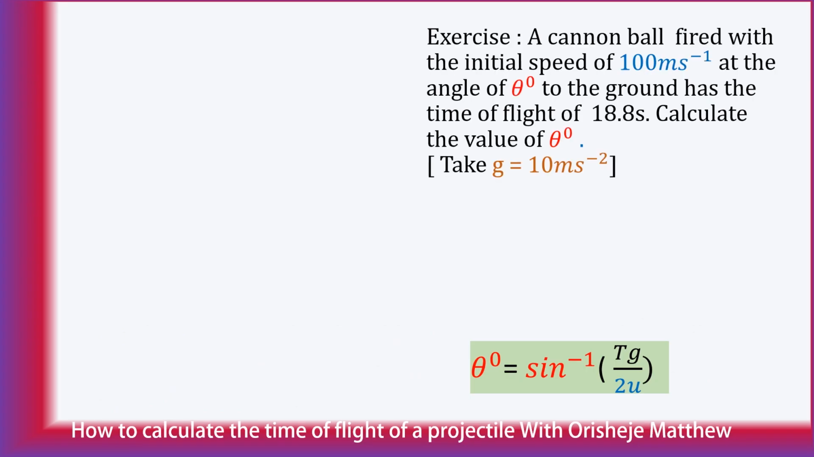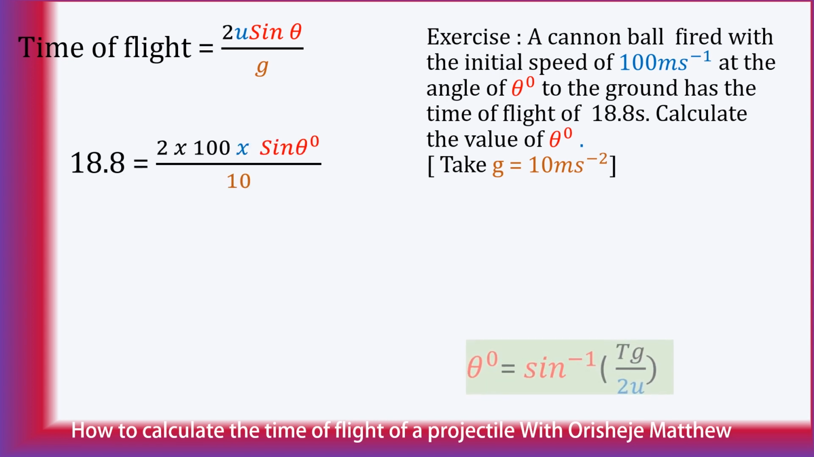Alright, so if we want to solve that, the direct way to get theta is equal to arc sine of time of flight multiplied by the strength of gravity, divided by 2 multiplied by the initial speed of projection. So this is the direct way, but let's use the direct formula for time of flight. So time of flight, t, is equal to 2u sine theta over g. So we are looking for theta.